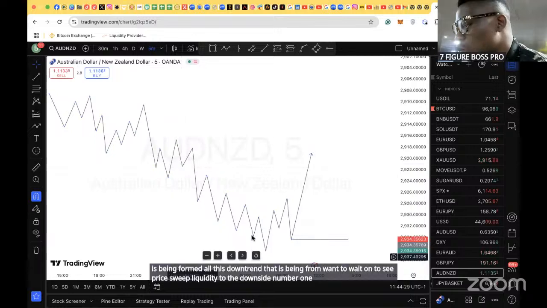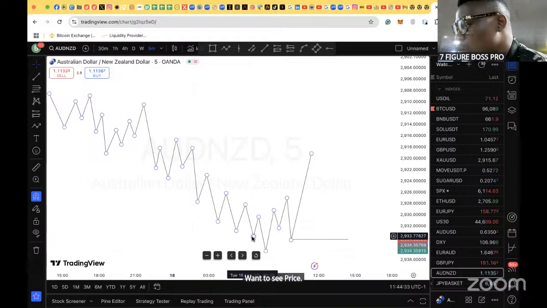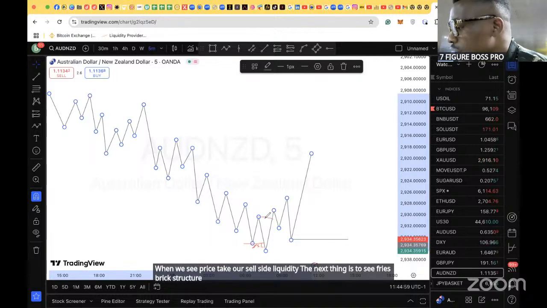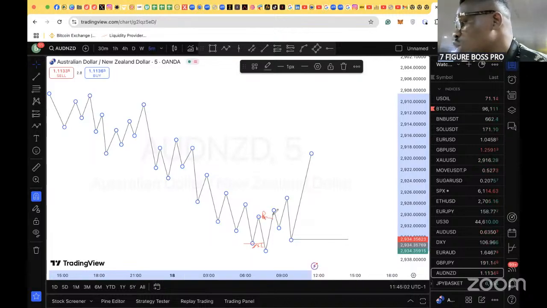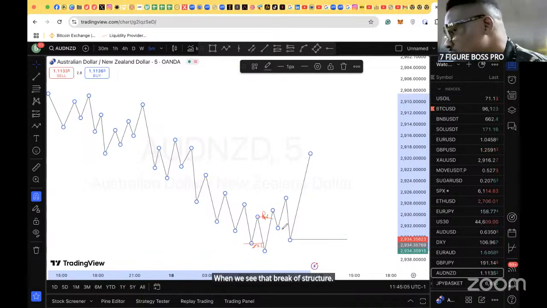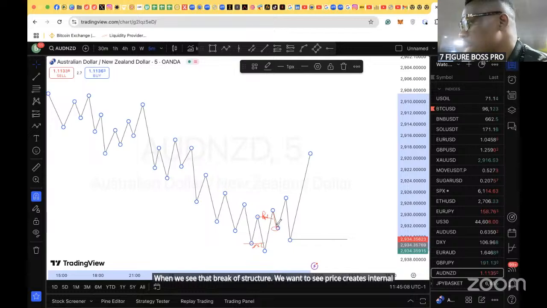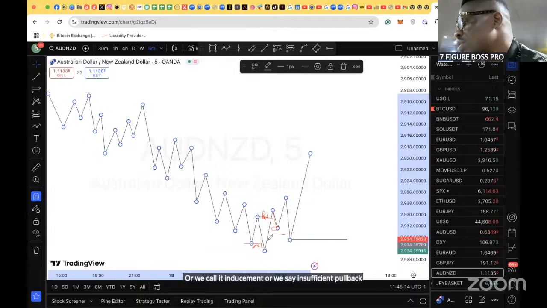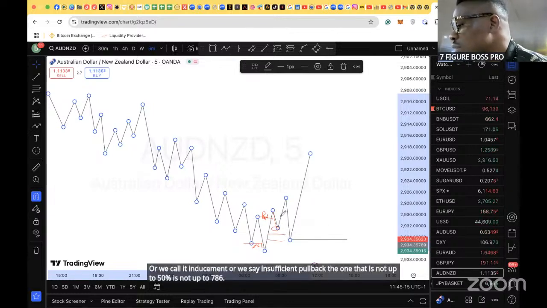We want to see price take the liquidity to the downside. It is called SSL, sell side liquidity. When we see price take out sell side liquidity, the next thing is to see price break structure, BOS. When we see that break of structure, we want to see price create internal liquidity, or we call it inducement, or we say insufficient pullback. The one that is not up to 50%, is not up to 786. So it stops there and starts moving.